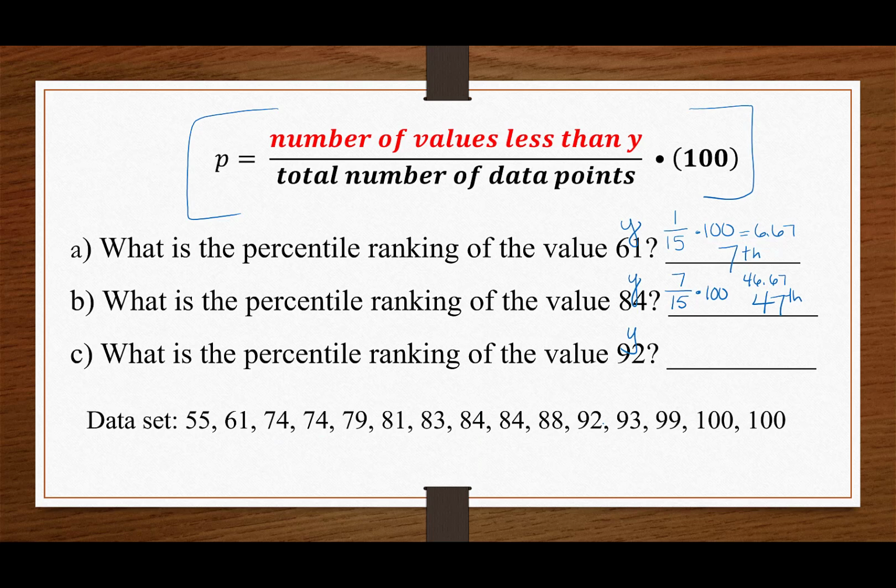Okay, one more with this set of data. We are now going to look at the score of 92, so that will be our y for this equation. For this question, there are 1, 2, 3, 4, 5, 6, 7, 8, 9, 10 values smaller than 92, so 10 out of the 15 data points is smaller. Convert that to a decimal, and the decimal is 66.67. Starting to see a little pattern here with our 0.67s, and we'll round that to the 67th percentile.